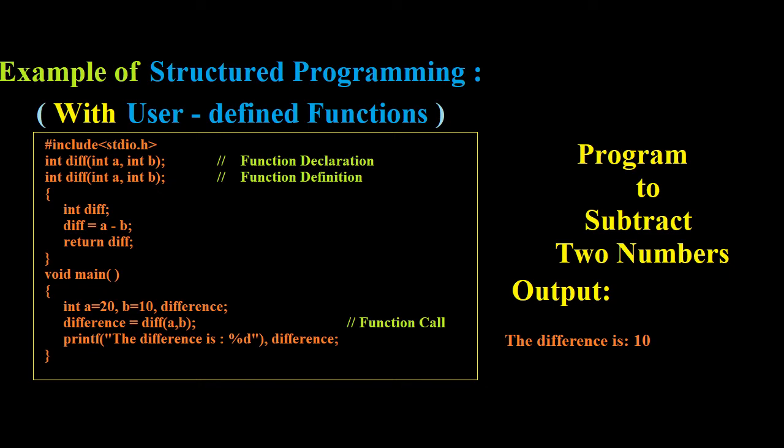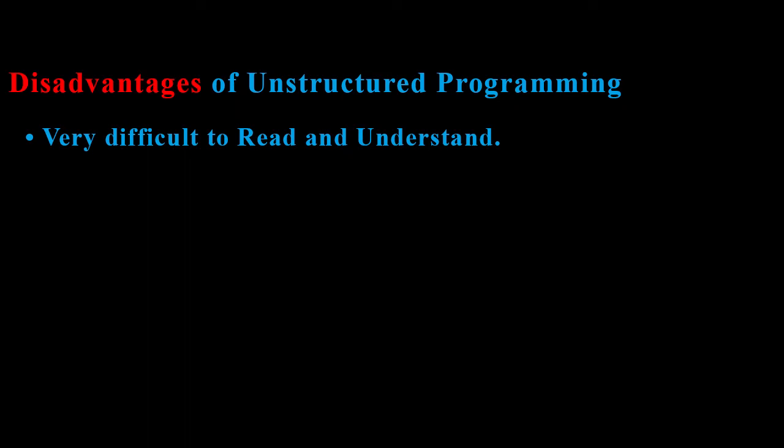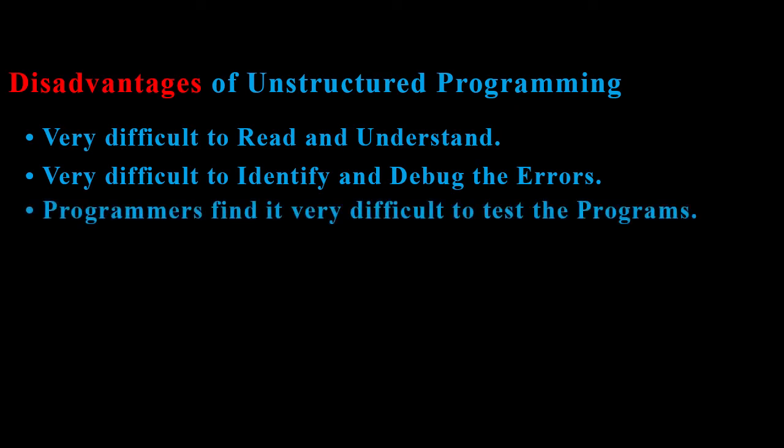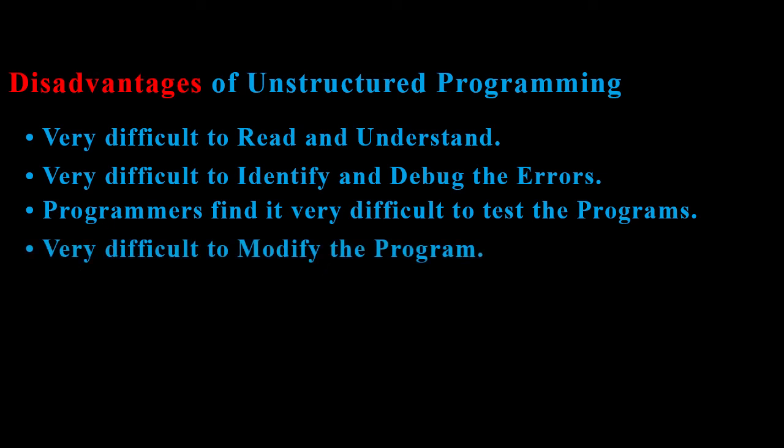Now as you have seen the two examples, let us move on to the next section, which is the disadvantages of unstructured programming. So let us discuss all the disadvantages of unstructured programming one by one. The first disadvantage is, in unstructured programming, the program is very difficult to read and understand. The second disadvantage is, it is very difficult to debug and identify errors in case of unstructured programming. The next one is, programmers find it very difficult to test the program. The fourth one is, in case of unstructured programming, it is very difficult to modify the program.